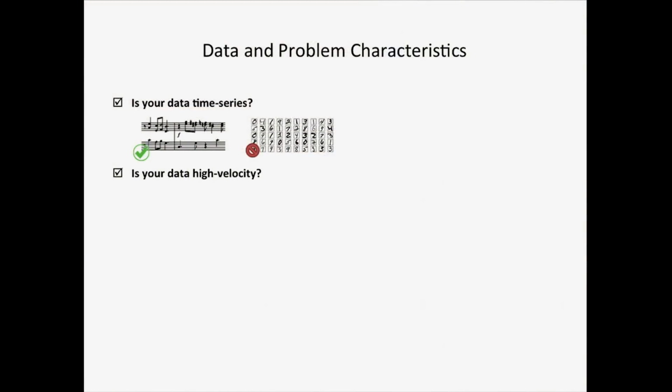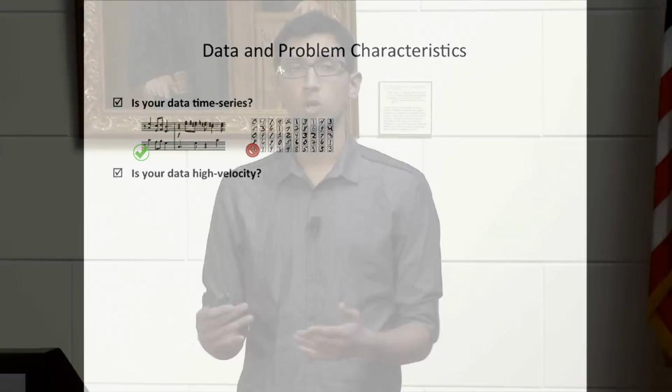Next question you can ask about your data is, is it high velocity? In other words, is it changing on the rate of seconds to minutes rather than on the rate of weeks to months? Because if your data is changing really slowly, or you're not sampling it regularly, then it's going to take a lot more time to learn the patterns in the data. They're not going to be as obvious. Whereas if it's high velocity, the models can quickly learn the patterns in the data.